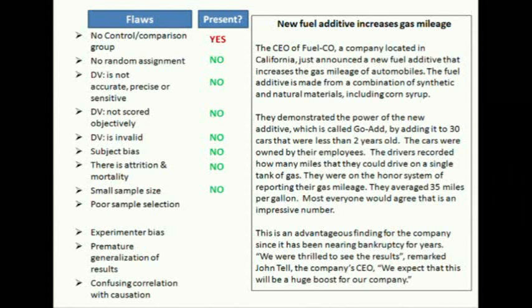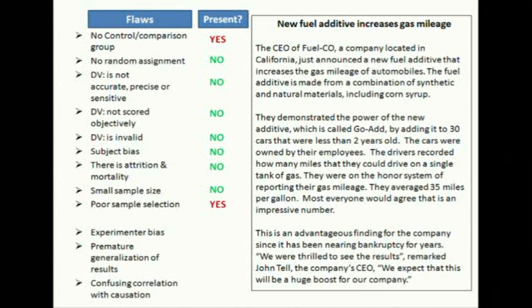But I think there was a problem with sample selection. You know how they got their sample? I totally agree. All the cars were fairly new and were owned by their employees. They did not go out and randomly sample cars. It was a biased sample, so this would be a flaw.